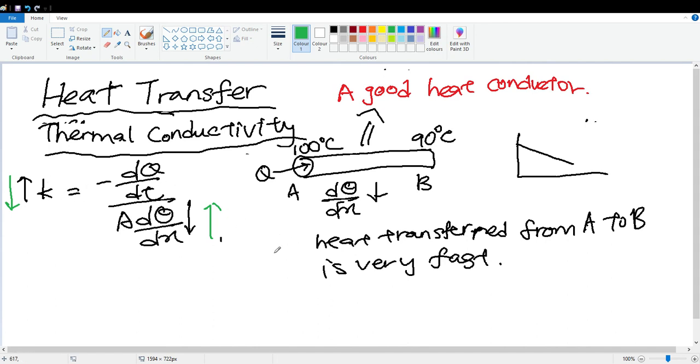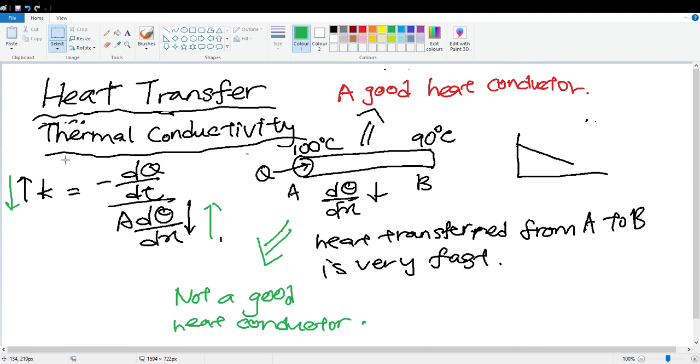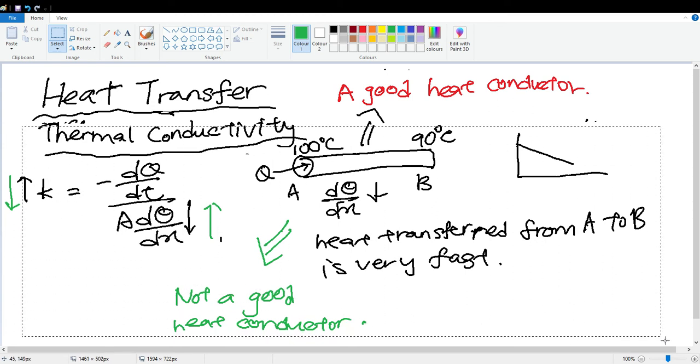So I can conclude that this wire is actually not a good heat conductor. So this is how we determine the relation between thermal conductivity and the temperature gradient. Okay, so we have done thermal conductivity. So let's just move on to the other parts.